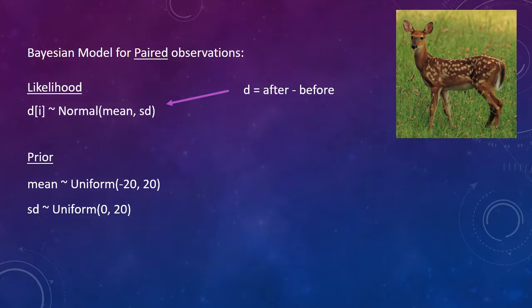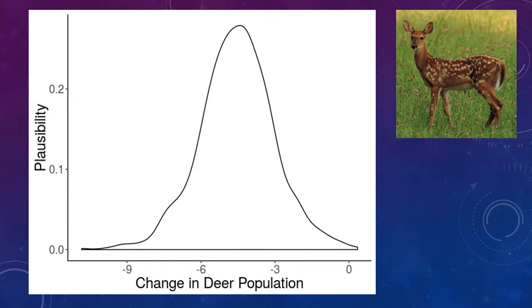Here's the posterior distribution for the mean change in the deer population across wilderness districts. The most possible values are all less than 0, suggesting that we can be fairly confident that the deer population has decreased after the highway was constructed. How important is this decrease? We'll have to ask an ecologist to find out.